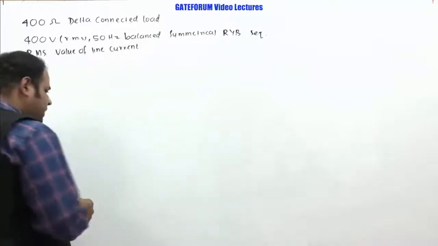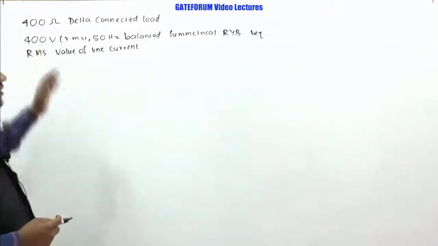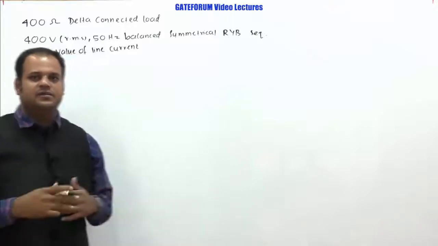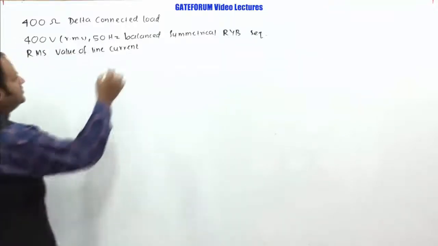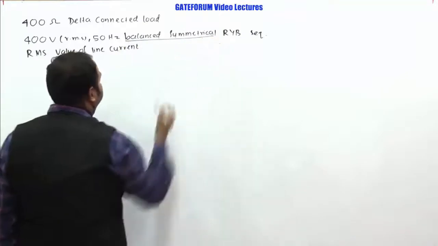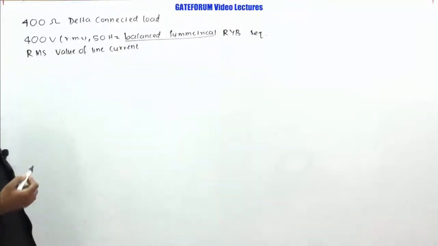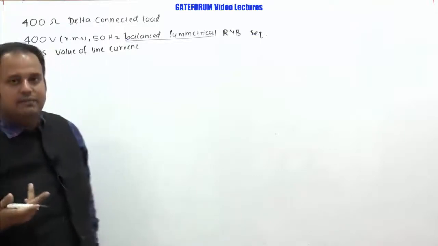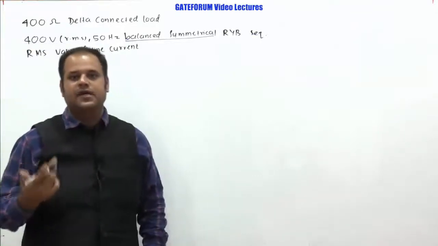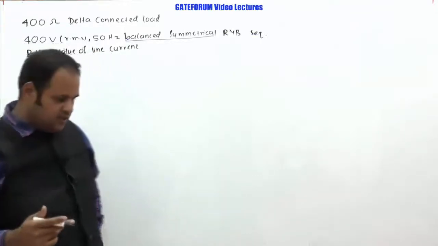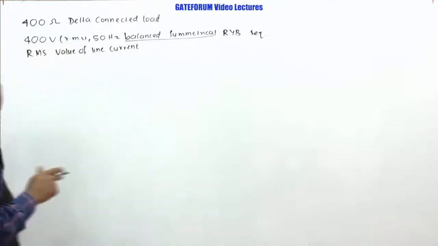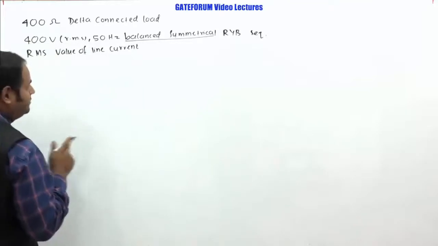So basically this is the very idealistic case they have given. We have the RYB sequence or positive sequence, and it's balanced symmetrical. What this means is that in the three-phase supply, there are three individual sources, each with the same magnitude or amplitude of sinusoids and frequency, just phase shifted with respect to each other by 120 degrees. That is the meaning of balanced and symmetrical.